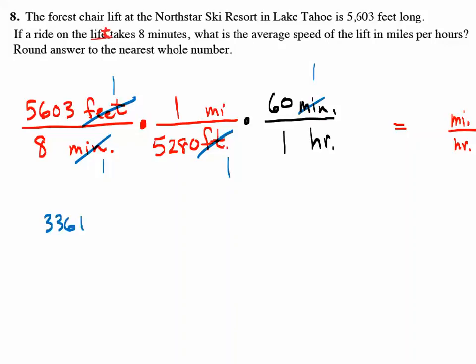5,603 times 60 would give you 336,180 miles. And 8 times 5,280 gives you 42,240 hours. So then take that, divide those out, and you get yourselves, hey, look at that. Love it.